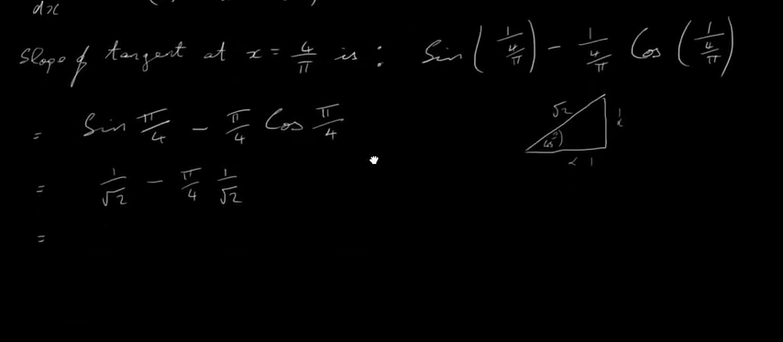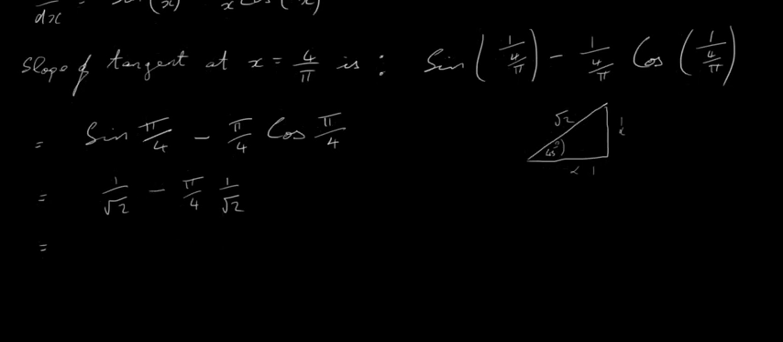This is just calculator work at this stage, so you can stick this into your calculator and you'll get 0.1517, and to 2 decimal places that's 0.15. Okay, that's it for those 2 questions. I'll do the next few in the next video.